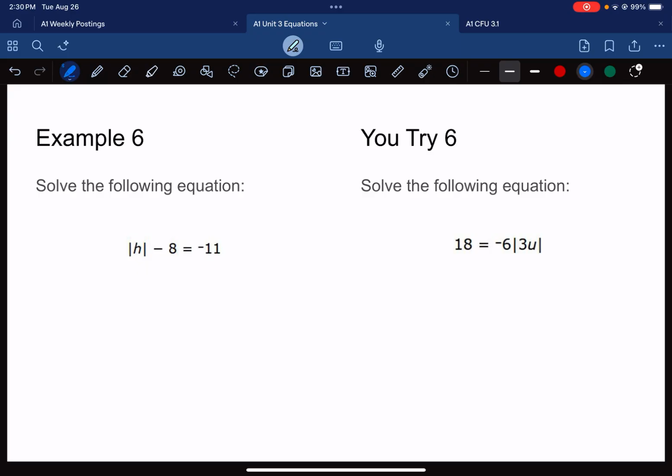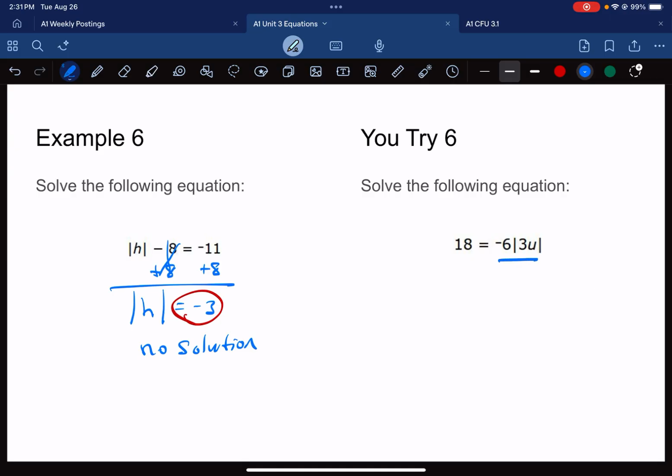Example 6, I'll show you. It has a -8 that's not inside the absolute value. I need to get rid of that thing. So let's add 8 to both sides. And I get -3. And I pause right here. And I say no solution, because you have an absolute value set equal to a negative. You can't have a negative absolute value. Okay? Try the next one.